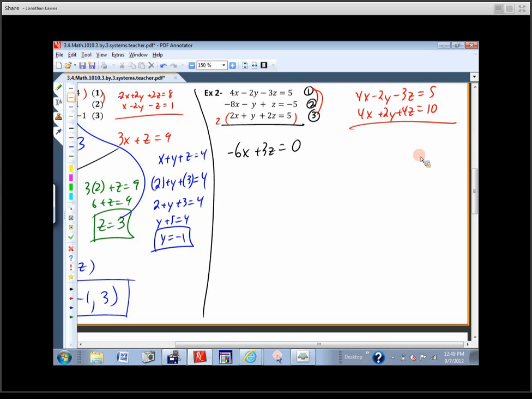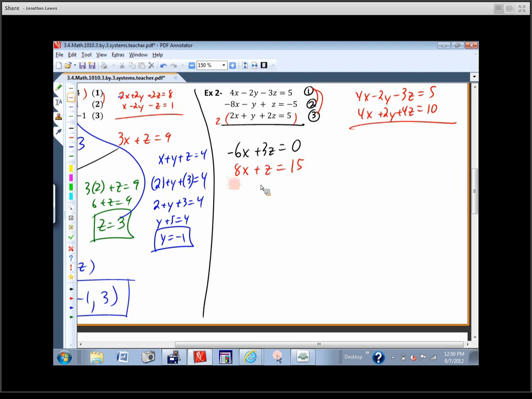Put them together. Okay, watch. I'm going to save myself a little bit of work. I'm going to add these together and put it over here. So this is an 8x. No y's. That's exactly what we want. I put those together there. I get a plus z. And over here I have a 15. Are there any questions? So I've saved myself a little bit of writing.